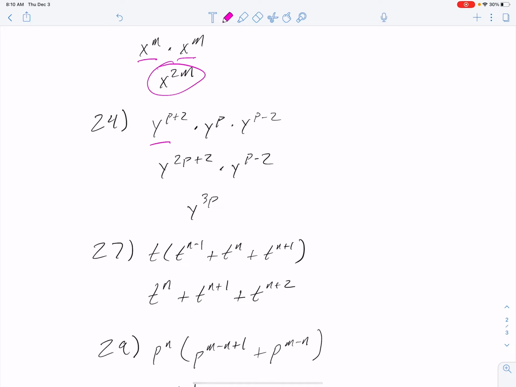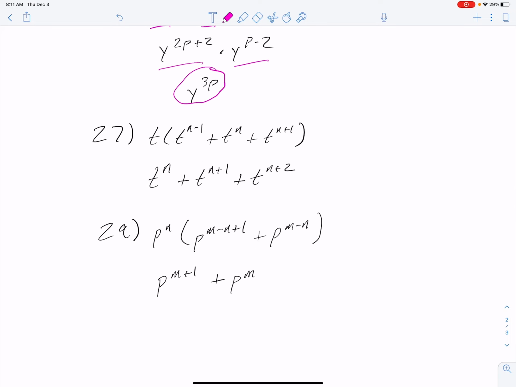24, I'm going to multiply my first two terms together, which means I'm going to add their exponents. So p plus p gets me 2p. There is no like term for 2, so 2p plus 2 is my exponent. Now I multiply my final two pieces. 2p plus p is 3p. 2 minus 2 is 0.